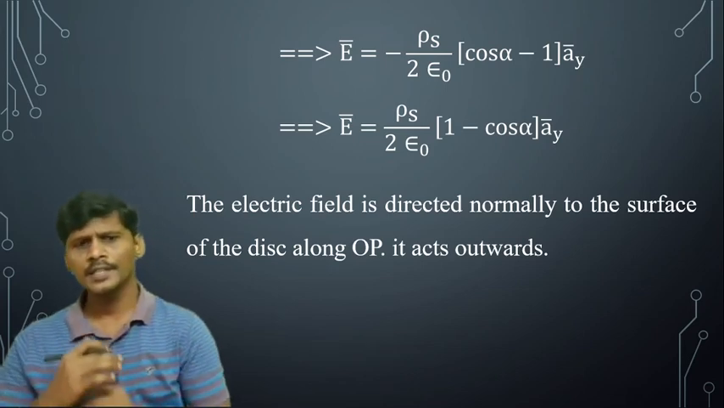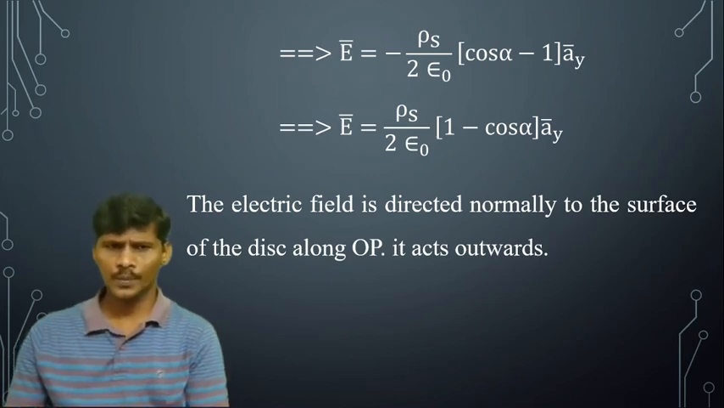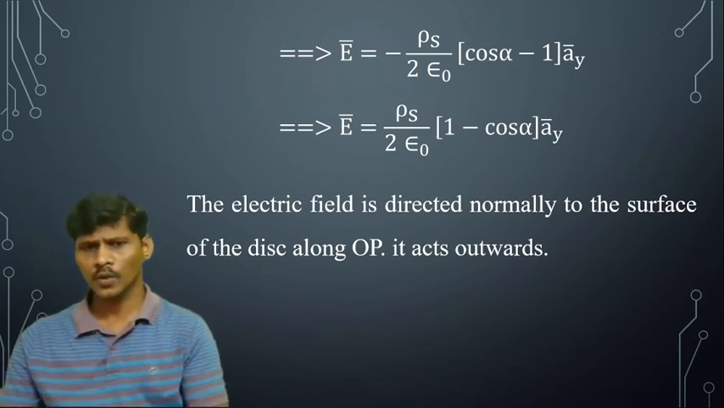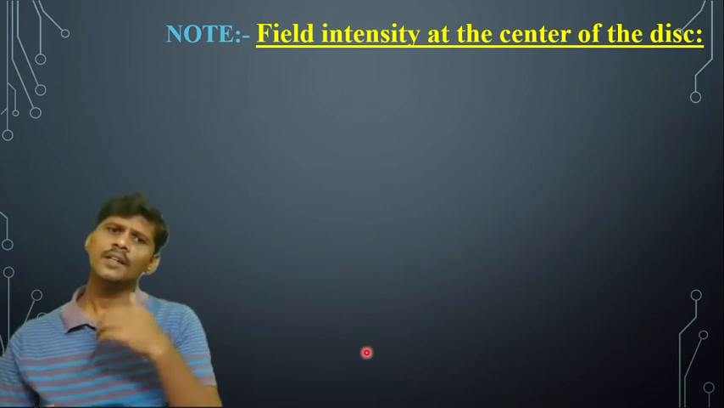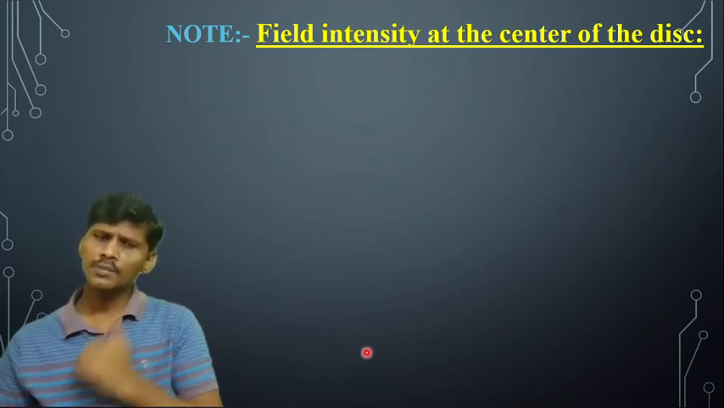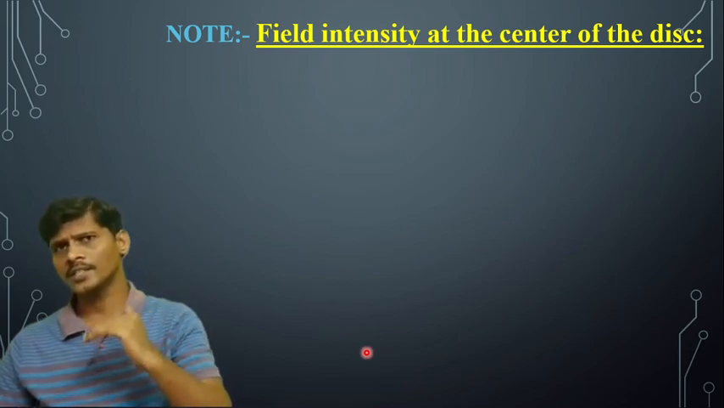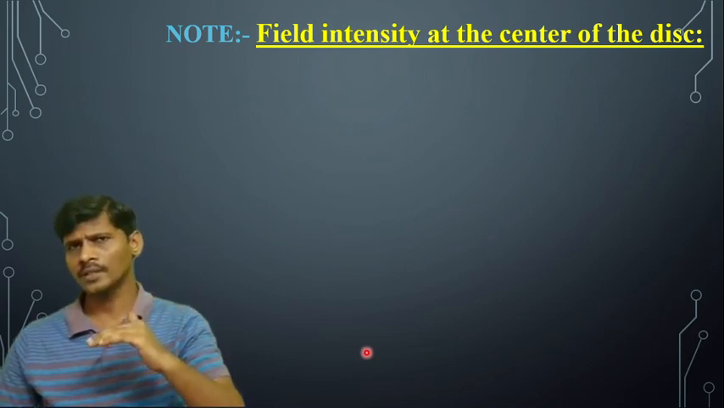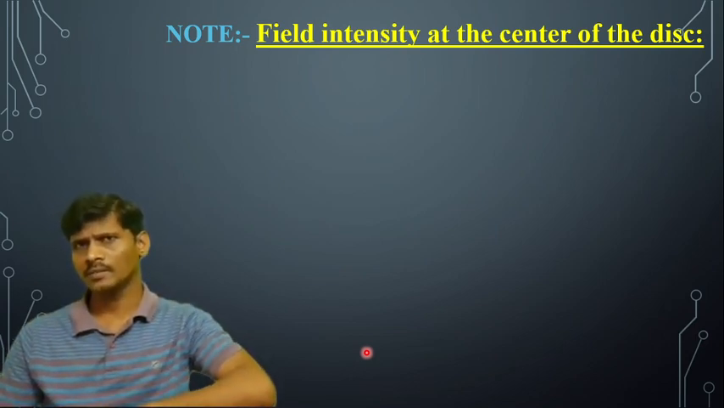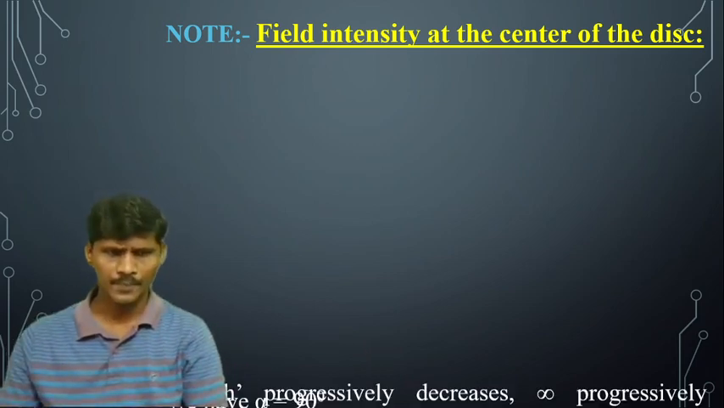The electric field intensity is directed normal to the surface of the disk along OP. O is the origin, P is the point P. It acts in the outward direction. And one of the important points, calculate the electric field intensity at the center of the disk. The previous one is the electric field intensity calculated at a distance h meters from the disk. So calculate the electric field intensity at the center of the disk. At the center of the disk, the height will be reduced. So what is the resultant expression?